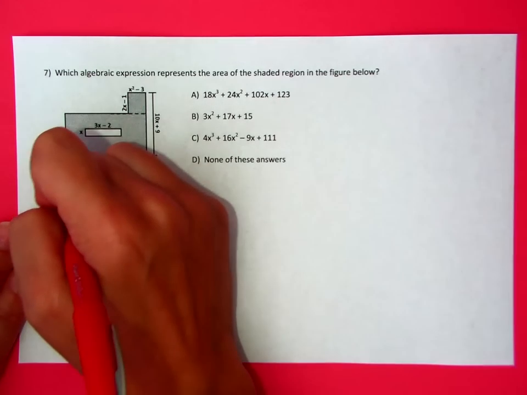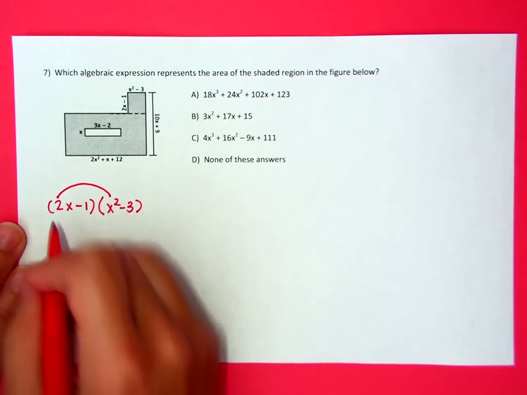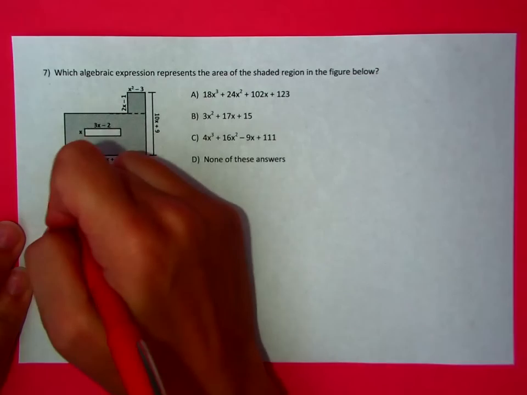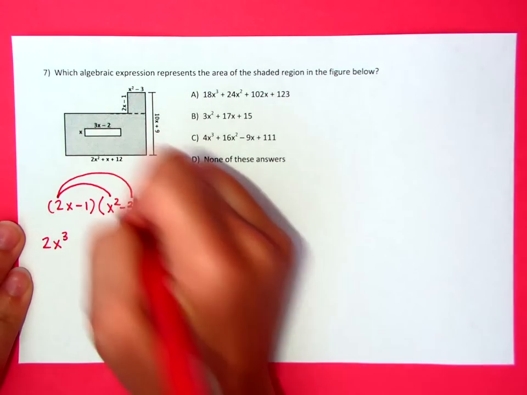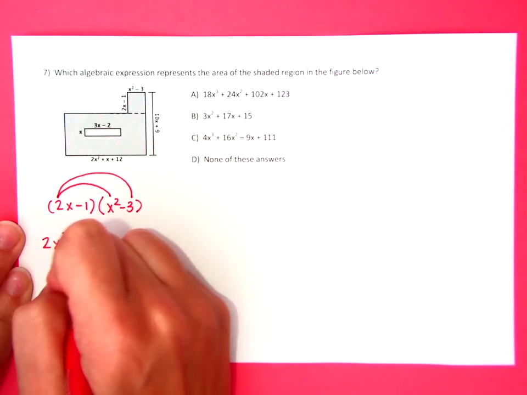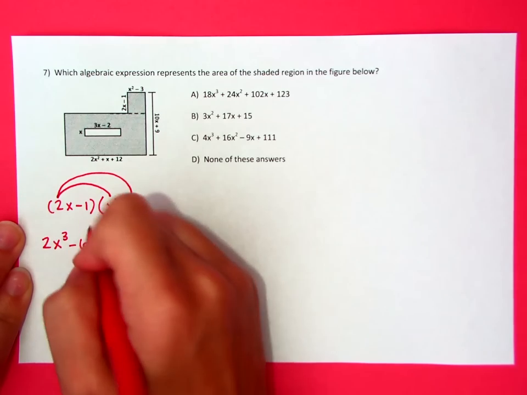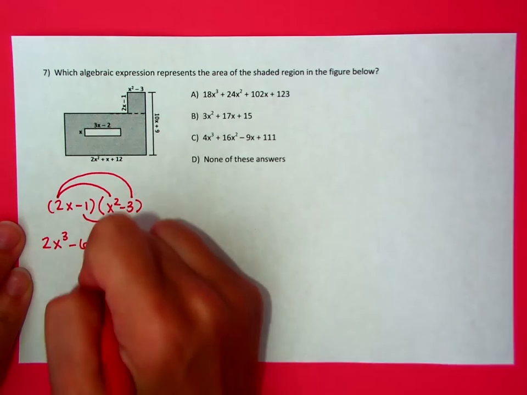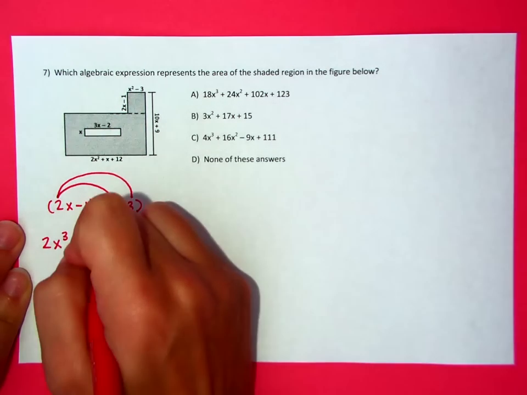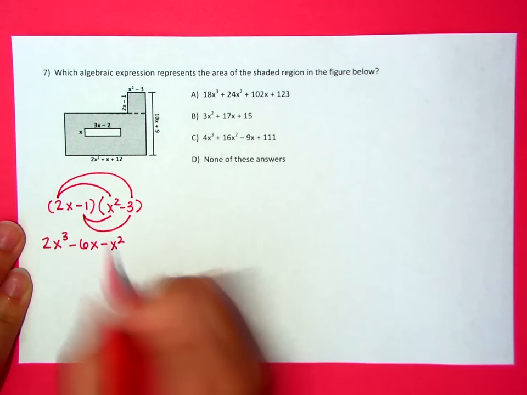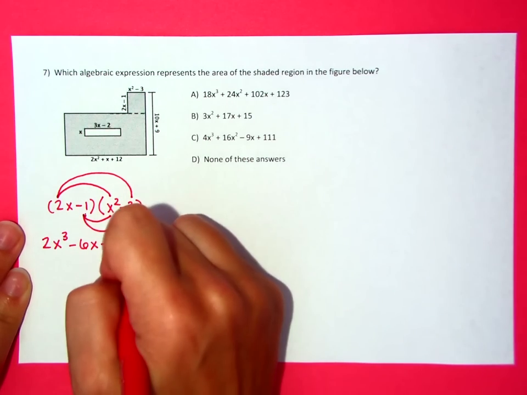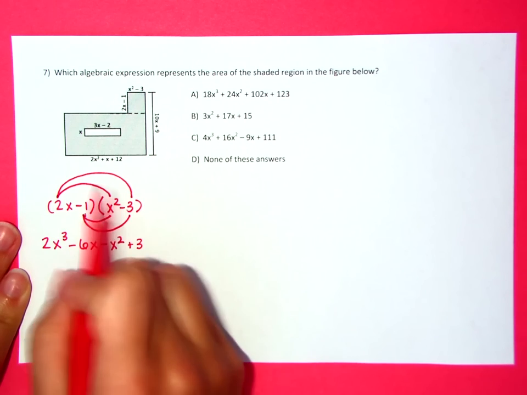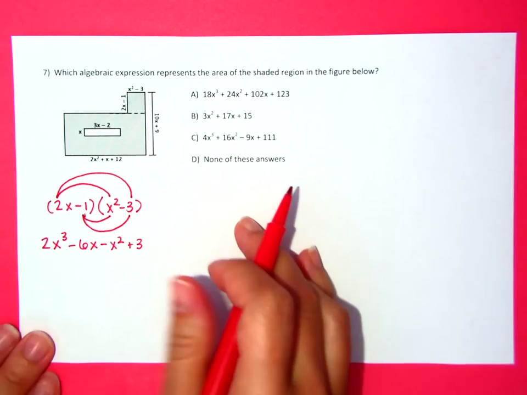So when you FOIL, you want to do your first terms. 2x times x squared would be 2x cubed. Then you want to do your outside terms. 2x times negative 3 would be negative 6x. You want to do your inside terms. Negative 1 times x squared would be like negative x squared. And then you want to do your last terms. Negative 1 times negative 3 would be positive 3. Now notice again, I've got my half crescent moon, so I know that I've got all the terms, and so now I just need to clean this up.